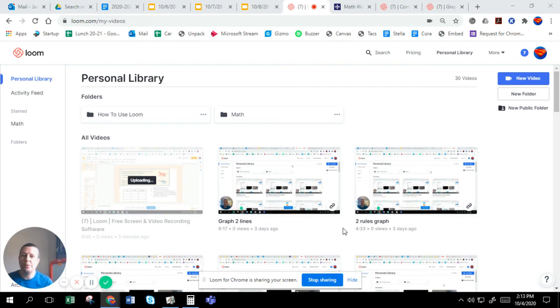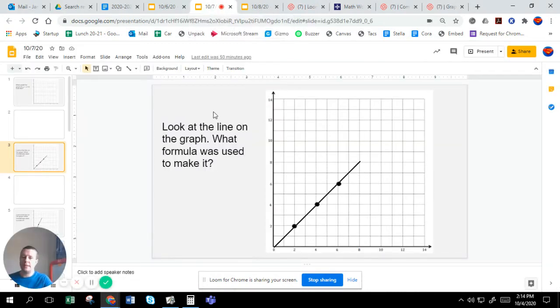Guys, I told you there'd be one more video today, so let's take a look at this other problem. It's very similar, but it is slightly different. On this problem, it says to look at the line on the graph and figure out what formula was used to build it. So we're doing the exact opposite of what you did on the first problem. Instead of me giving you a formula and you figuring out the table and then graphing it, we're starting with the graph and we're working our way back.